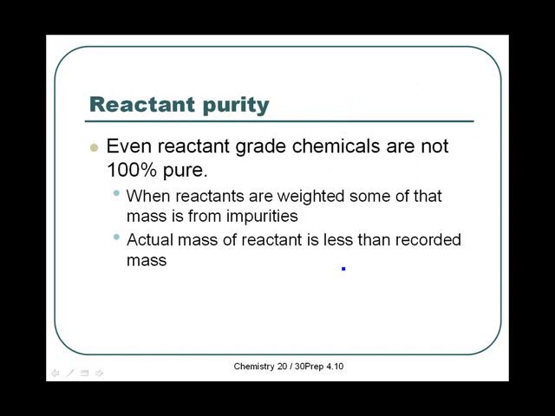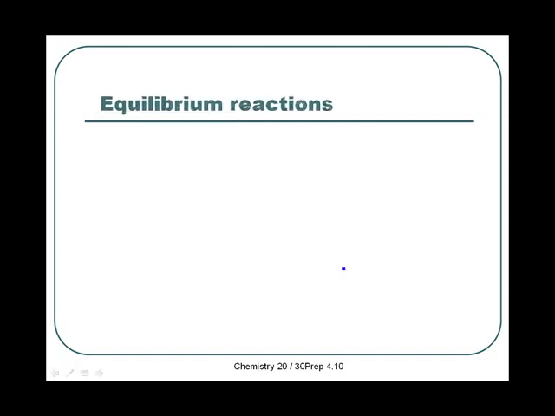Another reason why our experimental result is less than our predicted result is the reactants that we're using aren't 100% pure. Even ones that are of chemical grades that you see in laboratories aren't 100% pure. They might be 99.999% pure, but that still leaves a little bit of impurity. So when we weigh it, some of the stuff we're weighing isn't actually reactant. It's an impurity inside the reactant, and so it's not going to produce the product we're looking for.